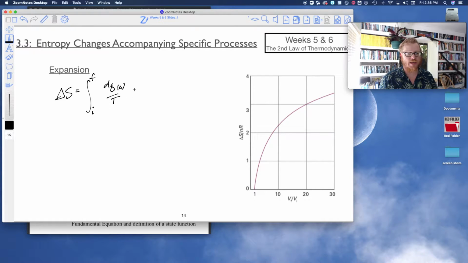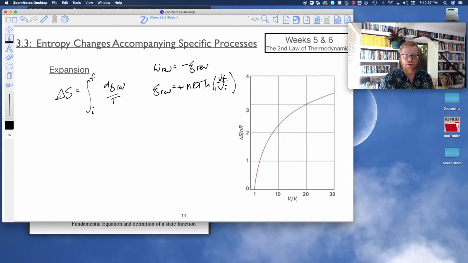And then obviously we've already said dq, right? So dq divided by T, okay? And so we know that reversible work will equal negative reversible heat, right? They're equal and opposite. Okay, and work supplied reversibly is negative nRT natural log VF over VI, which means Q reversible is positive nRT natural log VF over VI, okay?